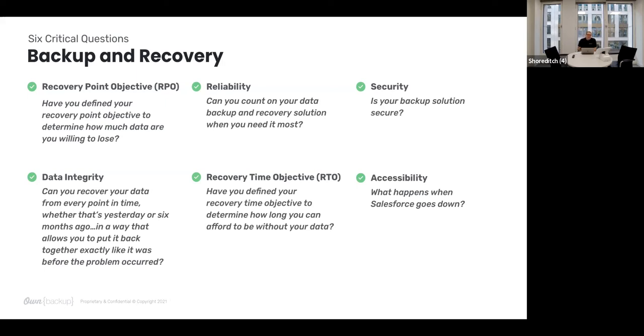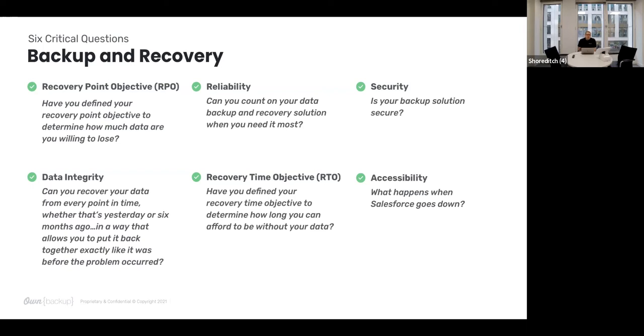Can I afford to be down for 24 hours? I might not. We have a lot of customers that actually can't afford to be down for more than a couple of hours, right? And you shouldn't always settle for days on end. You should be talking more around 4 to 6 hour RTOs. And this is important to put into your plan when we're talking about backup and recovery.